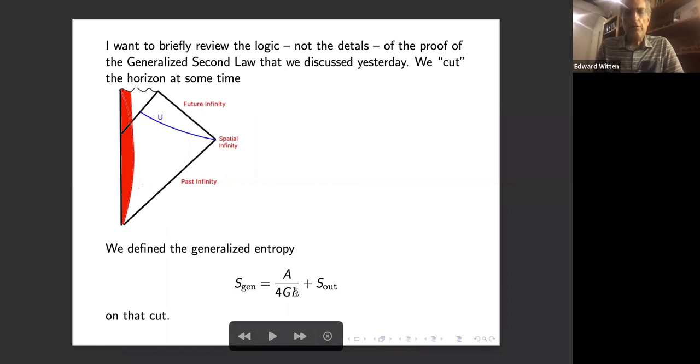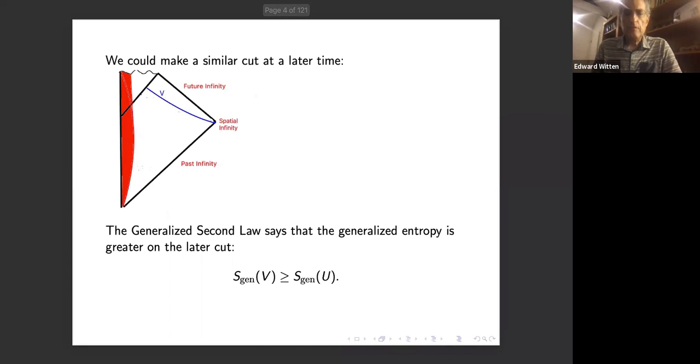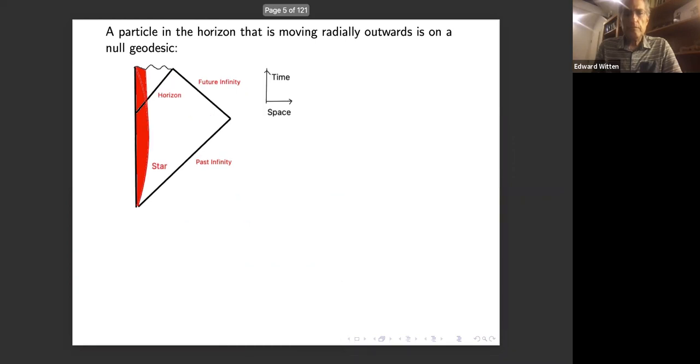It's the area over 4G times h bar, plus the entropy outside the cut, which by now we've learned is the von Neumann entropy outside the cut. Now we could make a similar cut at a later time. And the generalized second law says that the generalized entropy is greater on the later cut. Now, I'm going to just briefly review the logic in the proof of the generalized second law.